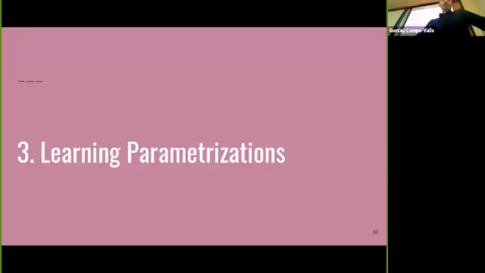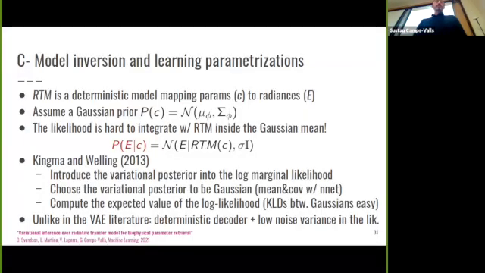Okay, so I also told you about learning parameterizations. In learning parameterizations, you basically want to play around with the RTM and machine learning. I have to remind you that an RTM is basically a deterministic model, mapping these parameters or causes to effects or radiances, right? And in the formulation, we adopted a very simple one. Basically, we assume a Gaussian prior for the causes and parameters with a mean and a covariance. And the problem here is that the likelihood is really hard to integrate with this complex code inside the Gaussian mean, right? It's nonlinear, hardly differentiable.